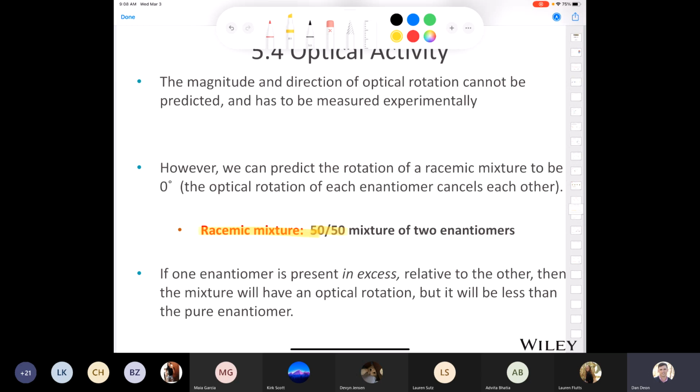It is a word that's going to come up. Racemic just means a 50-50 mixture of two enantiomers. And what happens is that they both rotate plane polarized light. Hell yeah, they totally do. But they cancel each other. Okay, they just cancel each other out.